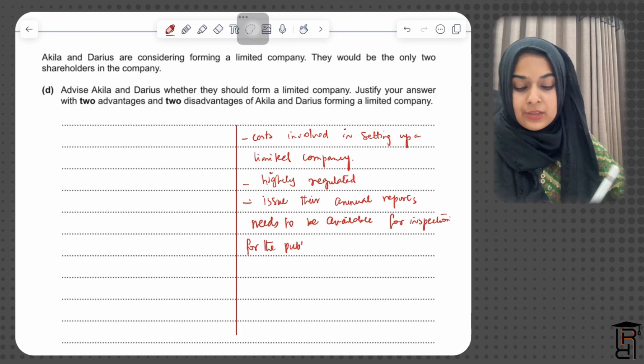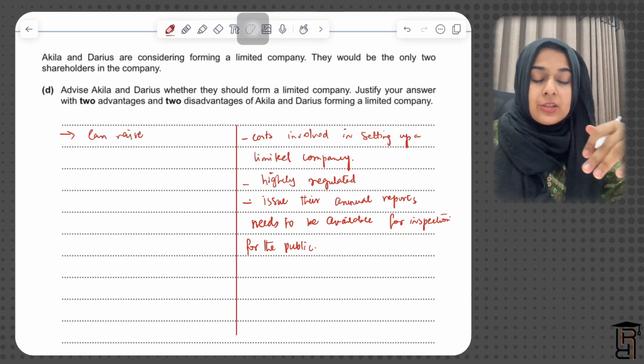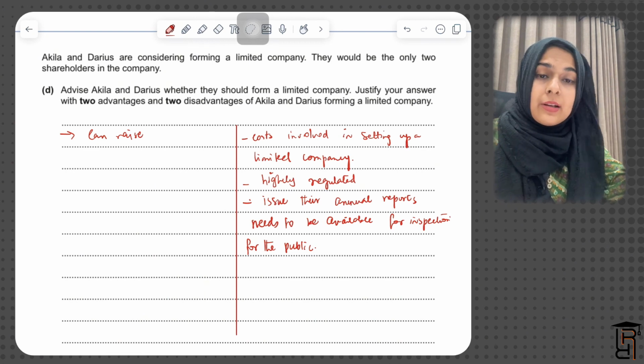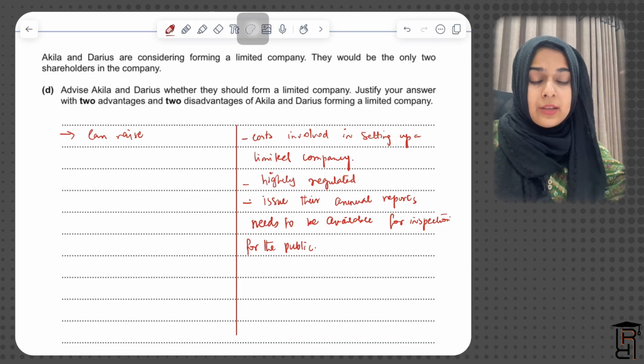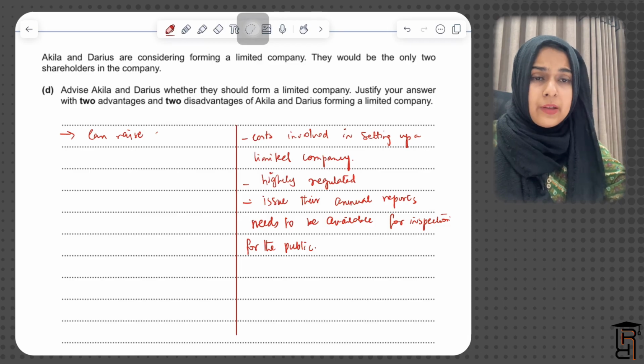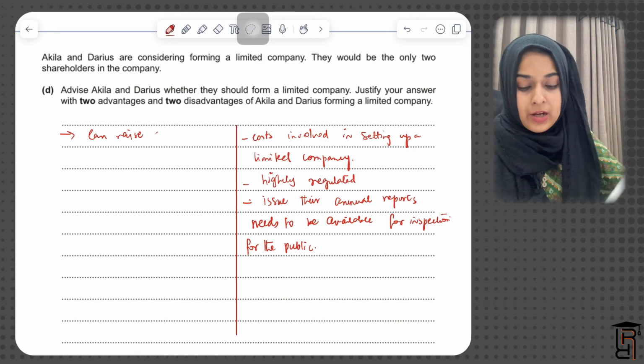Okay, the advantages would be that limited companies can raise a lot of finance. If it is just Akila and Darius forming the limited company, once they are a limited company, they can invite more shareholders to invest in their business. So they can raise a lot of finance, and this finance can be used for expansion, for expanding the business, growing more.